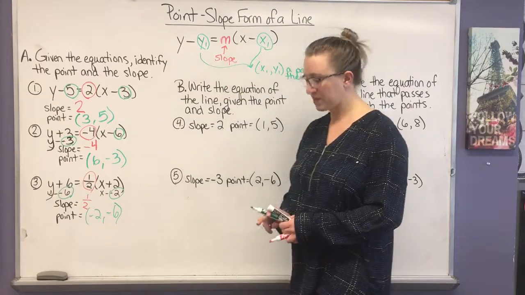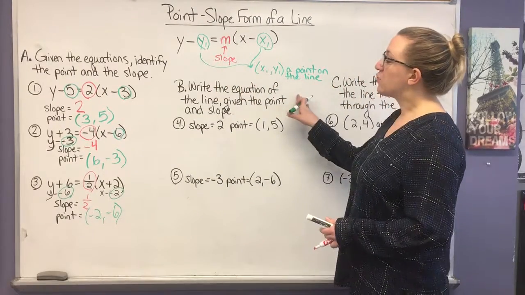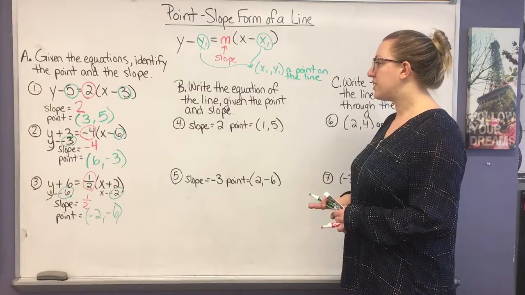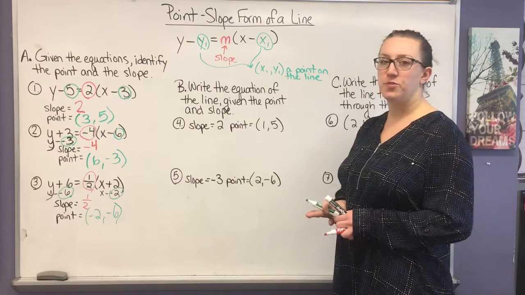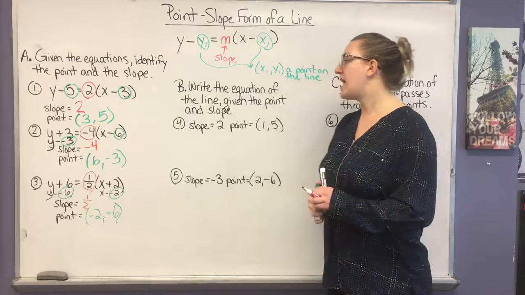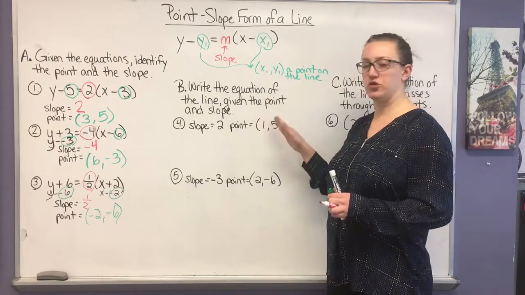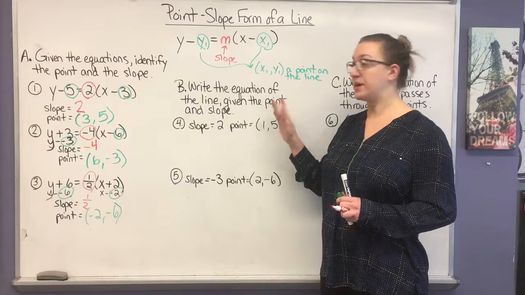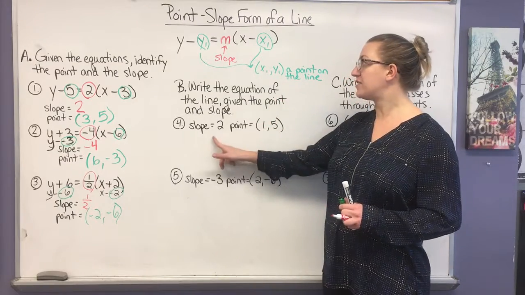The next scenario, or the next question rather, is write the equation of the line given the point and slope. They don't tell me to write it in point-slope form, but I should choose the point-slope form of a line because they're giving me a point and the slope.